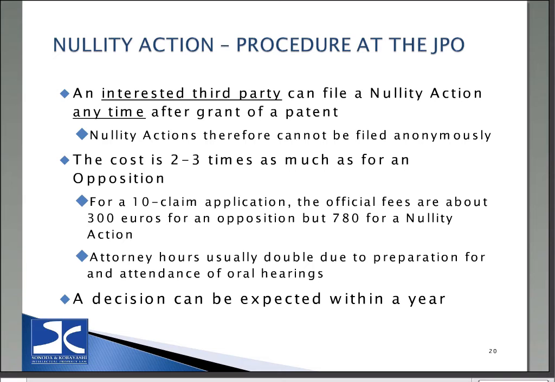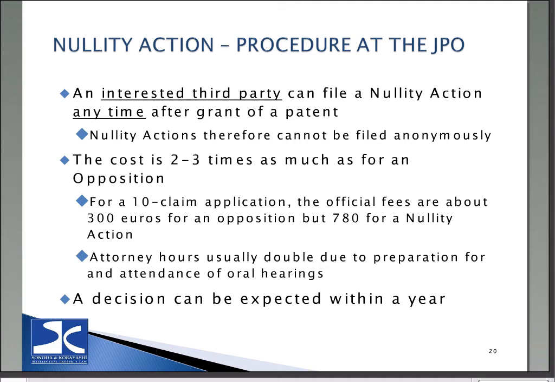Now, this is about the nullity action at the JPO. And the first difference compared with the opposition at the JPO is that only an interested party can file a nullity action. And this makes a big difference. You may remember that for oppositions, you can use a straw man, but for filing a nullity action, you must disclose your name and confront the patentee. And this means that the interest is a legal interest.